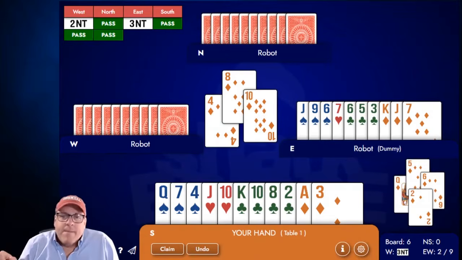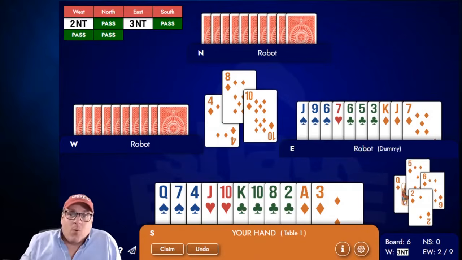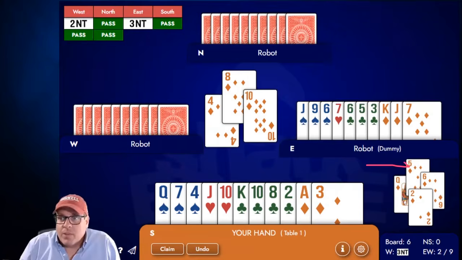Okay. Partner also gives count, guys. So what did partner play the first time diamonds were played? Well, they played the 5. And what are they playing now? They're playing the 8. So they played low high.